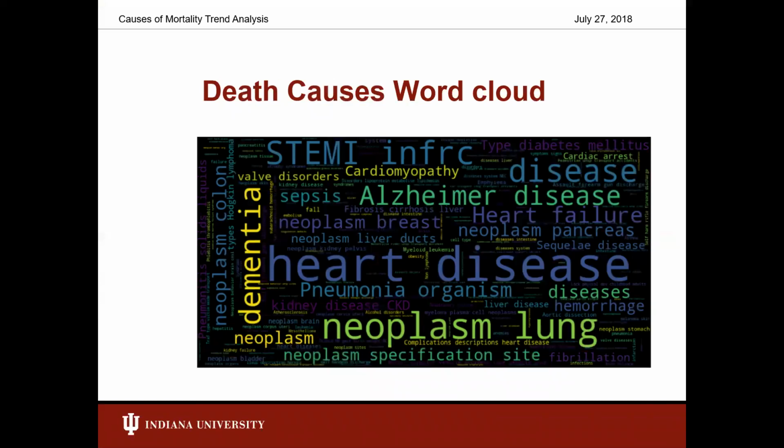So this is an example of a word cloud, which shows the top 10 diseases or the leading causes of mortality in the US. As you can see, heart disease immediately pops out at you, along with neoplasm lung, which is essentially lung disease or lung cancer. Alzheimer's is another big factor as well. STEMI infarction, another one. So is dementia. This groups the frequency of these occurrences by the size of the font. We'll see more details of these as we go along.